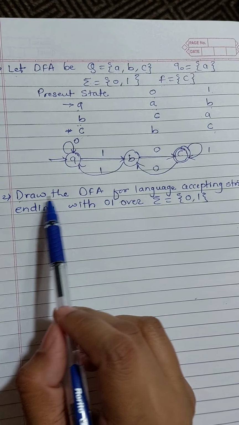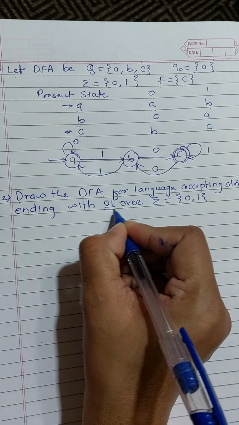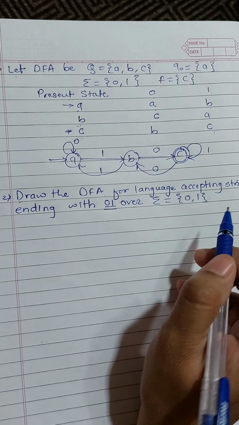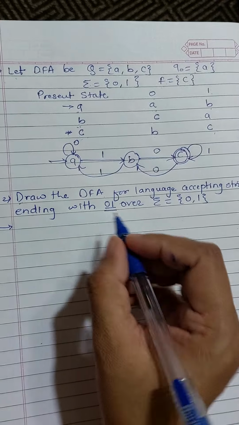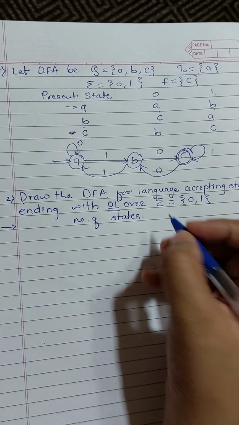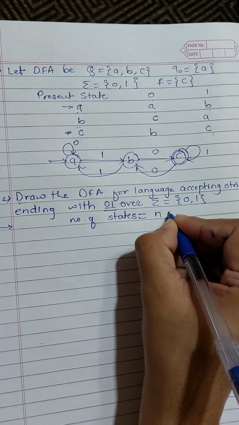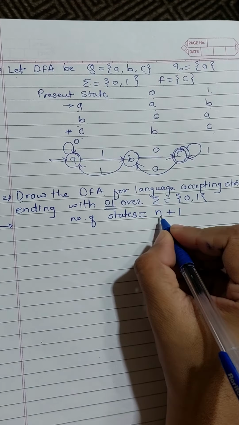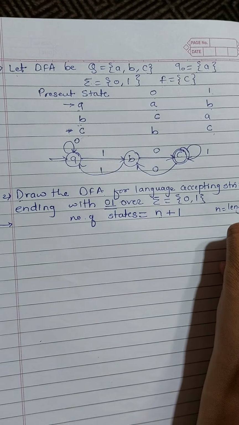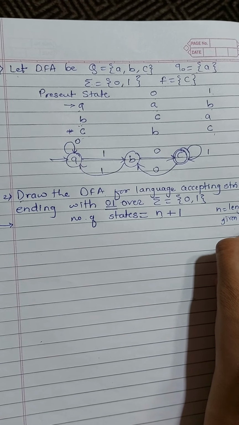Now the next problem we have: draw the DFA for the language accepting strings ending with 0, 1. Now it is said that strings ending with 0, 1 over input symbols 0, 1. Now the first step is to find out the number of states required for this. Whenever we have strings ending with, we follow a formula for the number of states: n plus 1, where n is the length of the substring given in the problem statement.